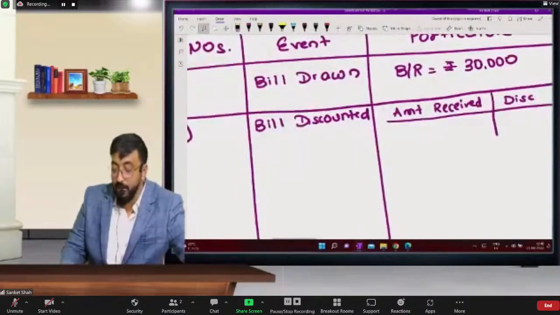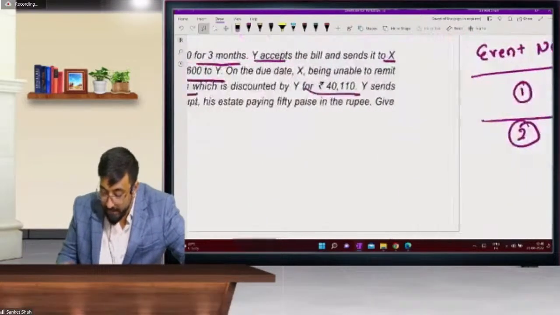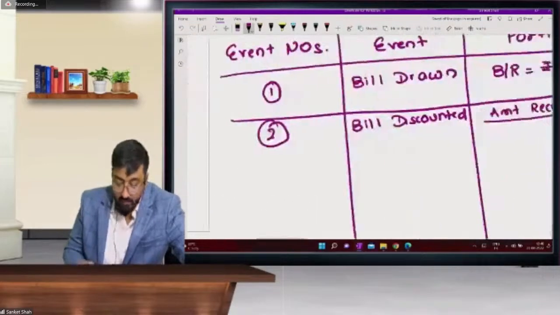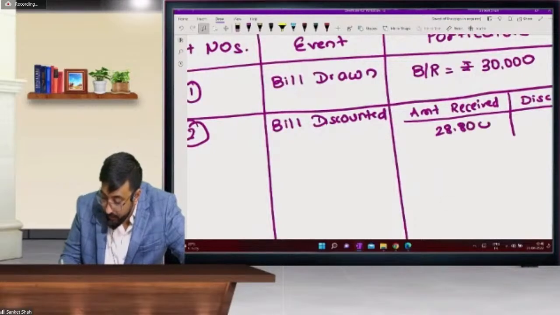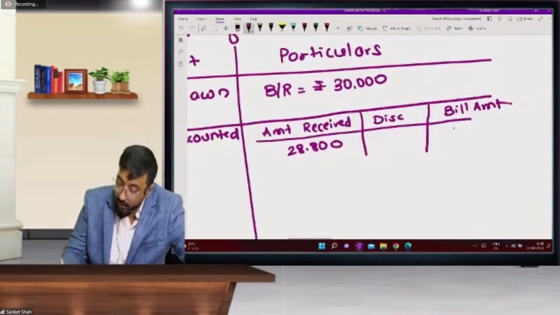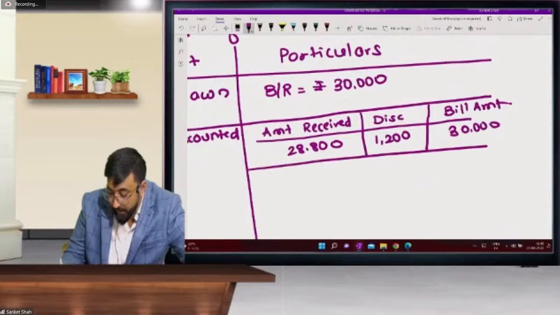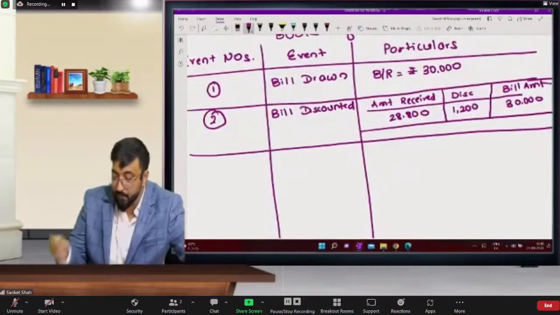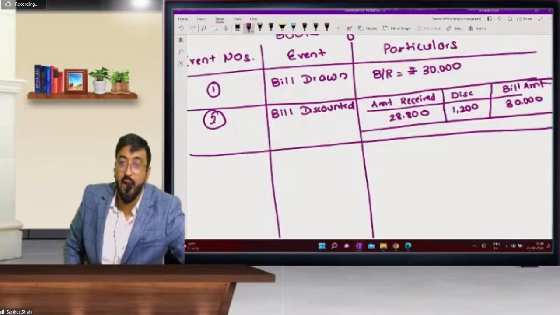Okay, so beta, the first event is bill drawn and the second event is bill discounted. What is the amount of discount? Understand. What is the amount of discount? 28,800 is the amount received. Bill amount is 30,000. So discount is 1,200. So you got two events, bill discounted: amount received, discount, and bill amount.